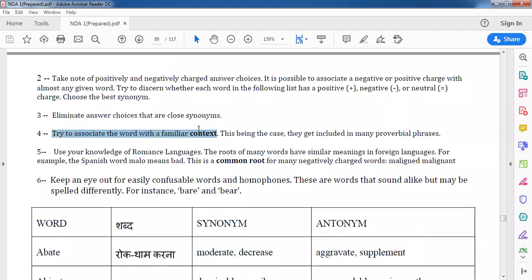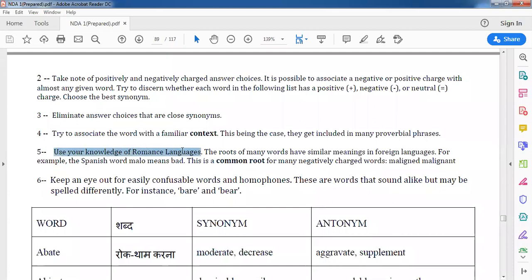Next is try to associate the word with a familiar context. Same familiar context के साथ आप उसको associate करोगे. This being the case, they get included in many proverbial phrases. बहुत सारे proverbs में. Proverbs, you understand proverbs, which is a group of words. So proverbial phrases में use होते हैं.